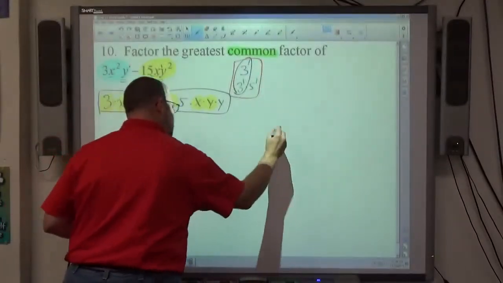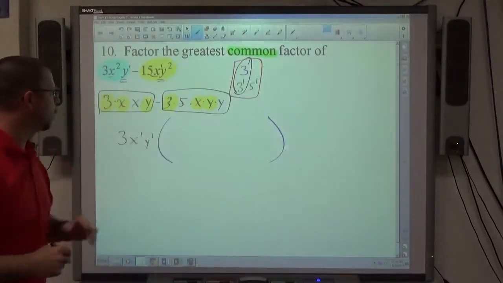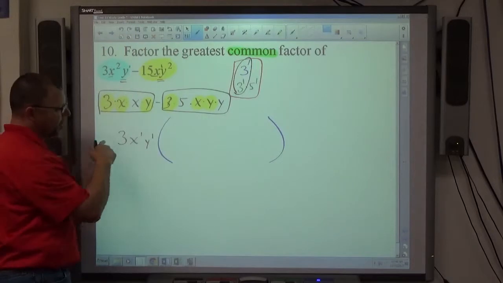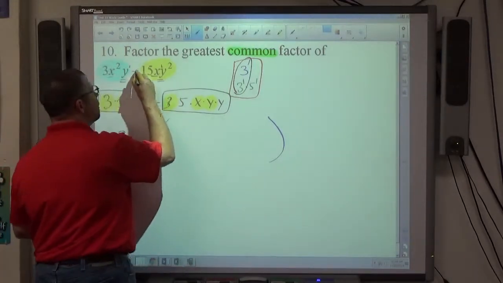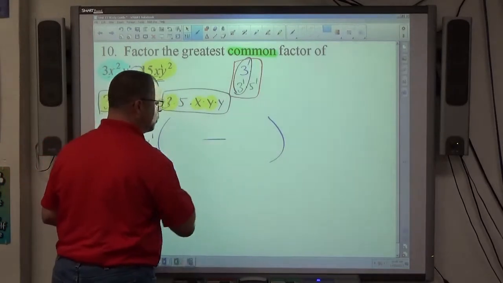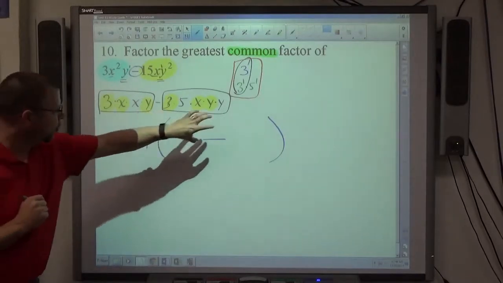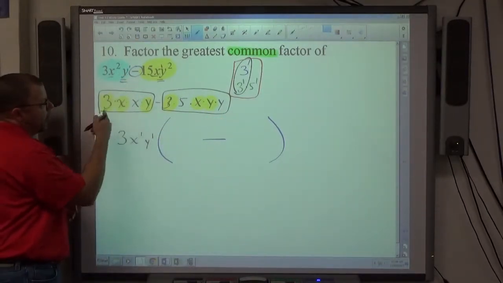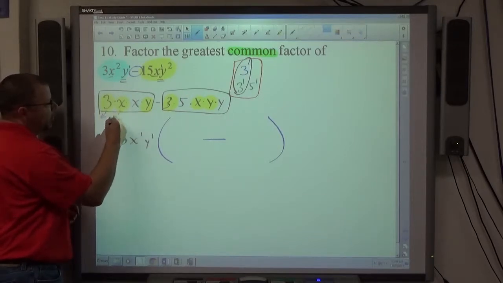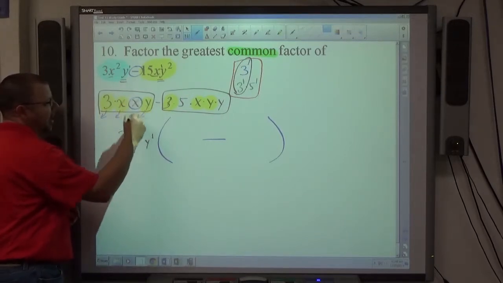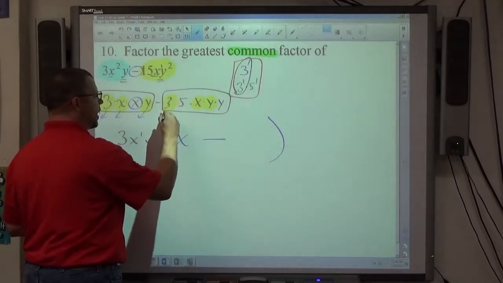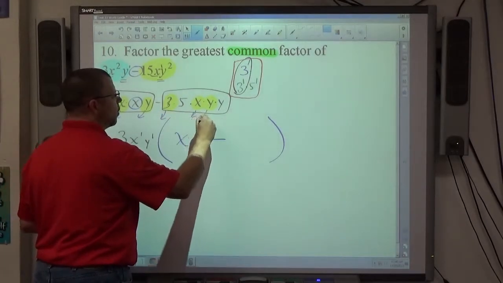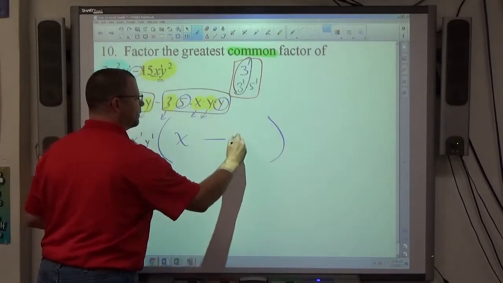Then, the other step of greatest common factor is we write a leftover. There's 2 terms, and we want to put inside here what's left over. This minus sign is going to separate the 2 terms. And I got term 1 and term 2, and that's whatever's left over. If I take 3xy out of each term, well, if I take 3xy out of the first, what's left is x. If I take 3xy out of the second, what's left is 5y.